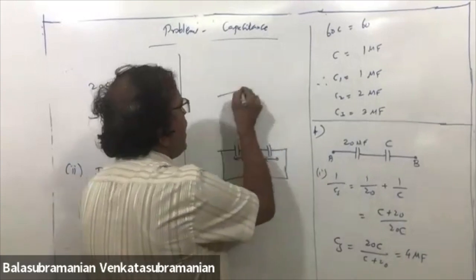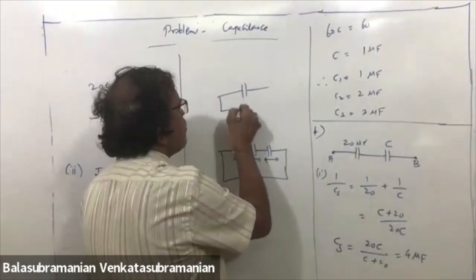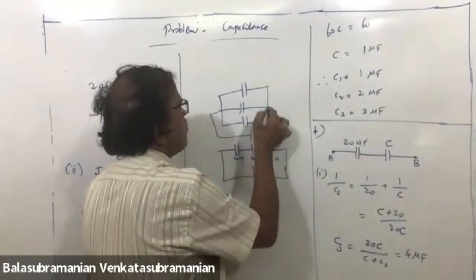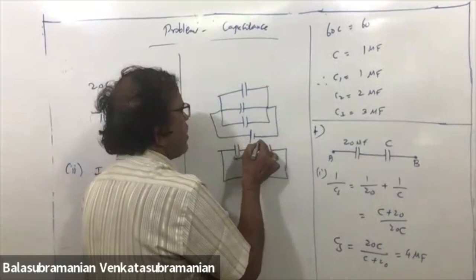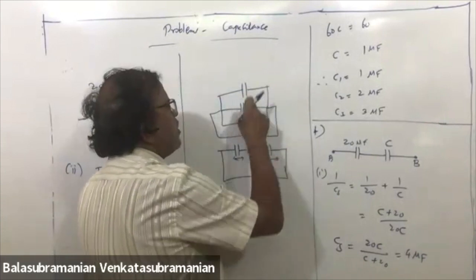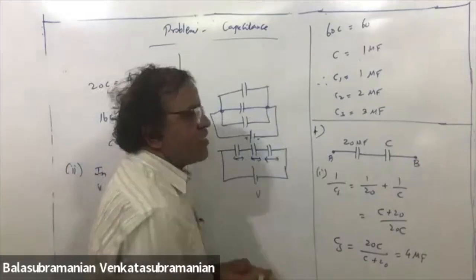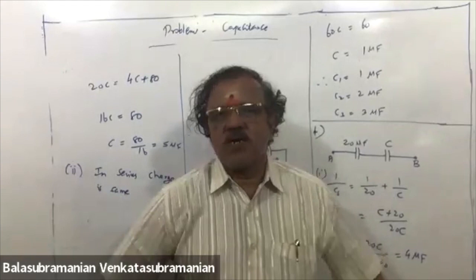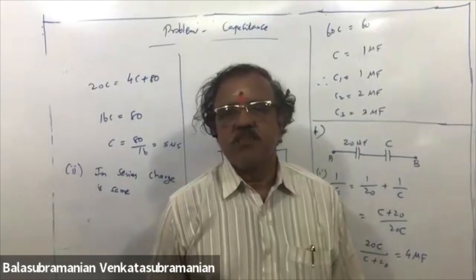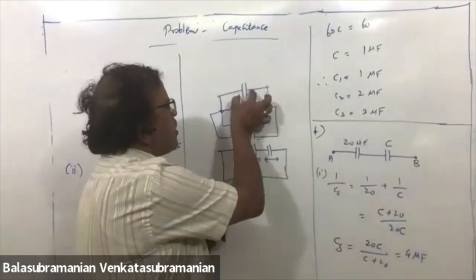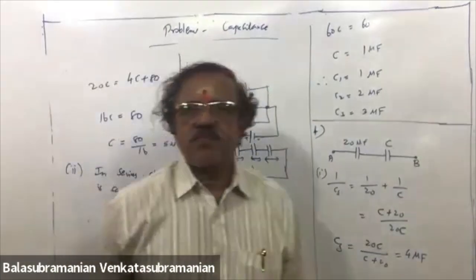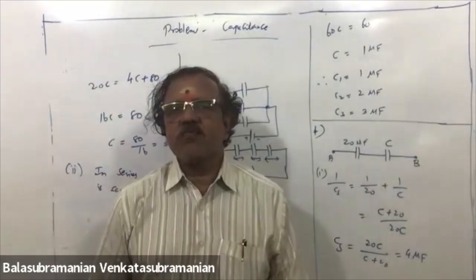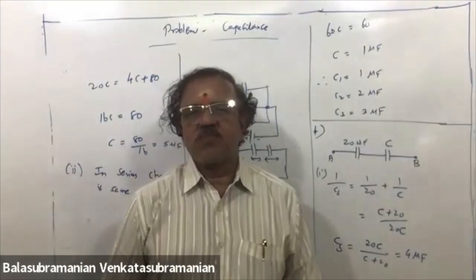Whereas in parallel connection, when you connect with a battery, starting point, ending point is same. So potential difference across all the three capacitors are equal. But charge across this will be different. Same case, we're going to talk in terms of resistors in the next topic.